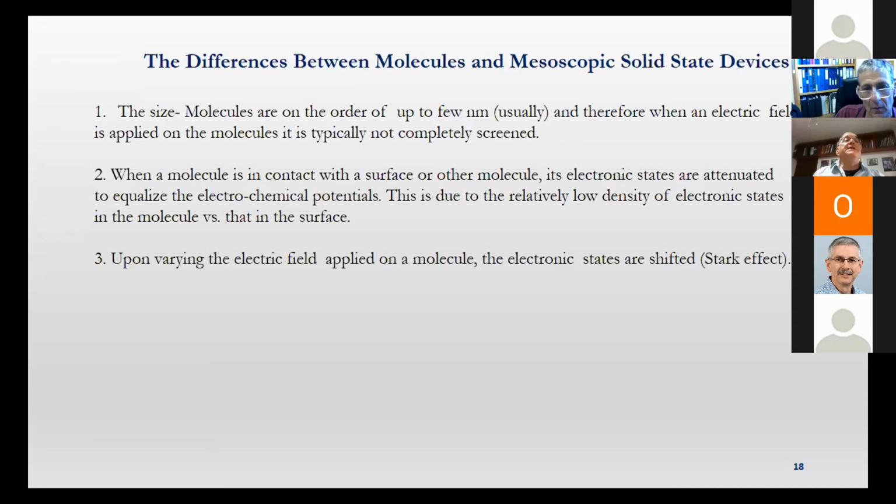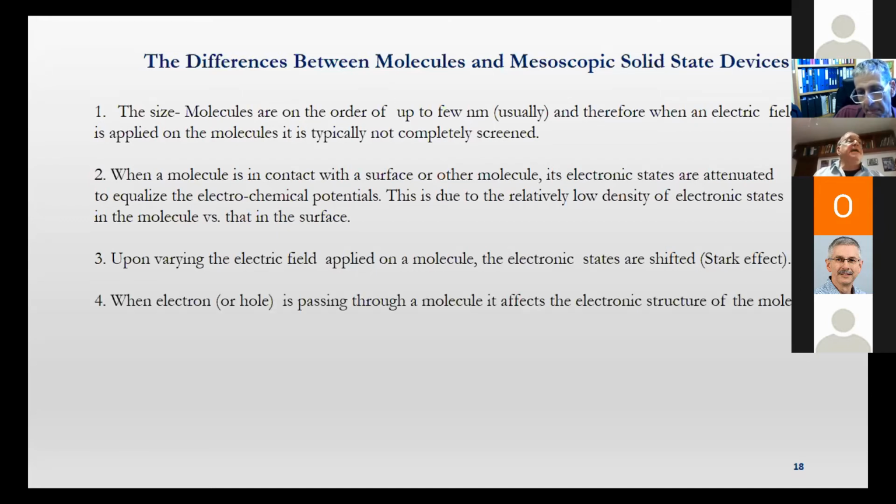In addition, the issue is what happens when we apply an electric field. While in most mesoscopic devices, when you apply an electric field, the field is screened quite immediately after the interface, in the case of molecules, because of their size and because of the low dielectric constant, typically their size is below the screening length. Namely, the whole molecule feels the field, and that results in a Stark shift of the electronic states.